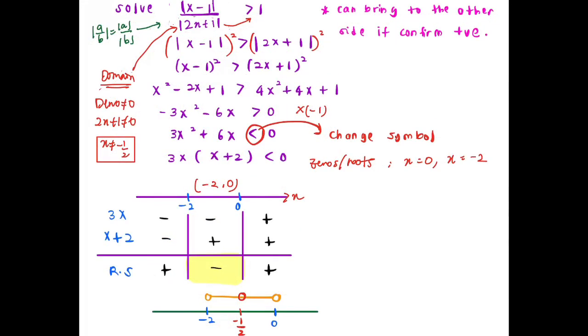Okay, so let's draw this. The final answer that you got from the sign table is minus 2 until 0, right? Not included, okay, the orange line here. However, from the domain, we know that x cannot be equal to minus half. So you need to put a hole here also.